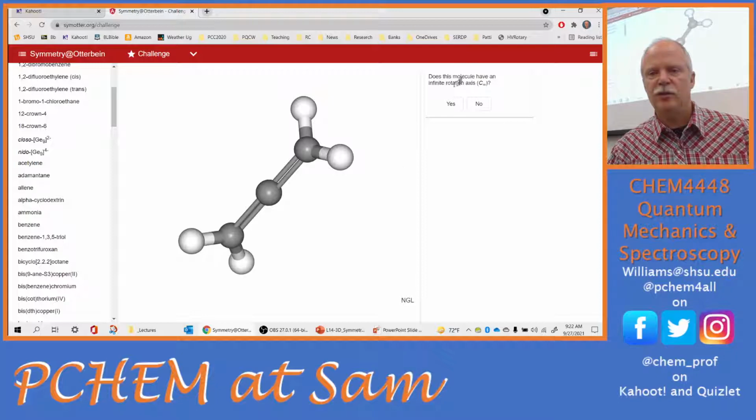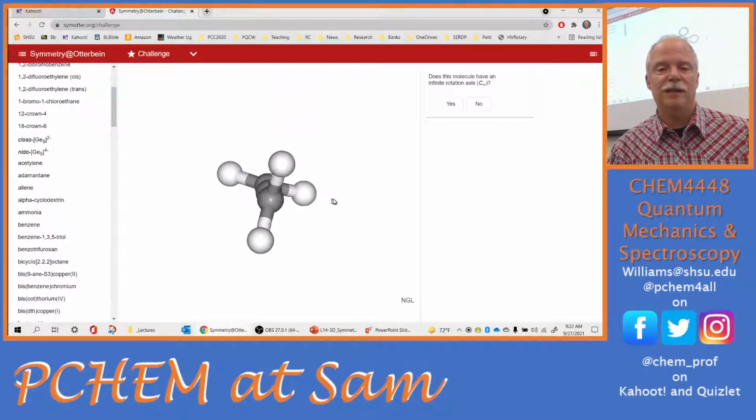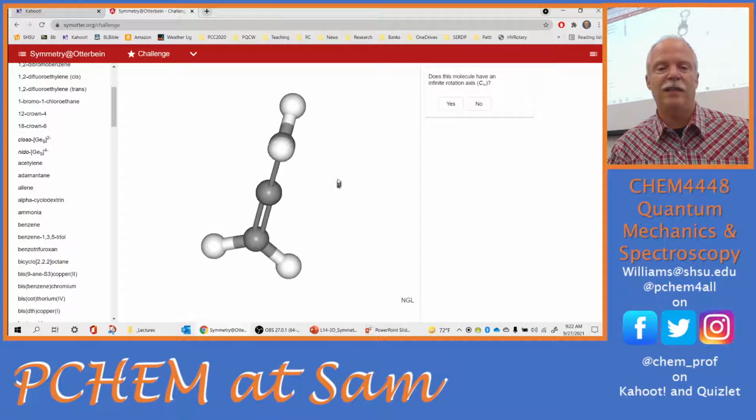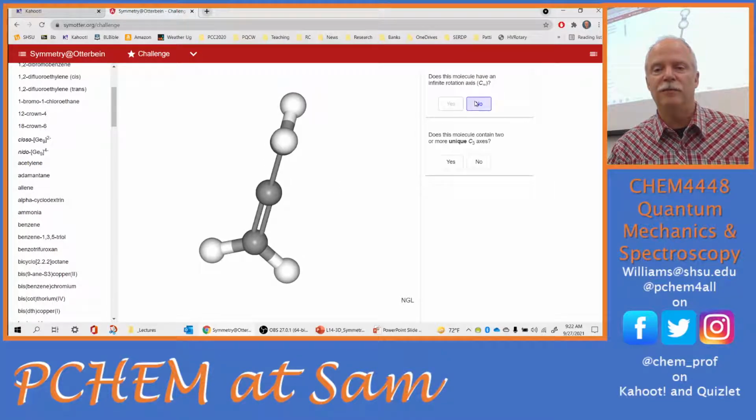So the first question in the flowchart, does it have an infinite rotation axis? It's another way to ask, is it linear? No, it's got a C2 axis, but it doesn't have a C infinity axis. So we're going to say no.